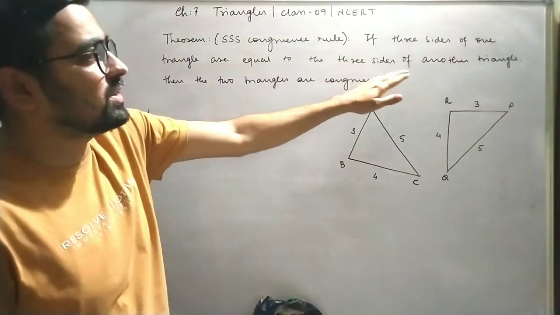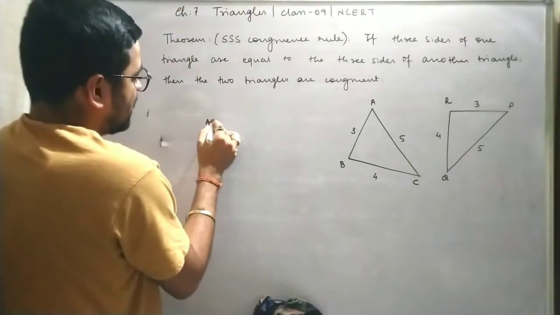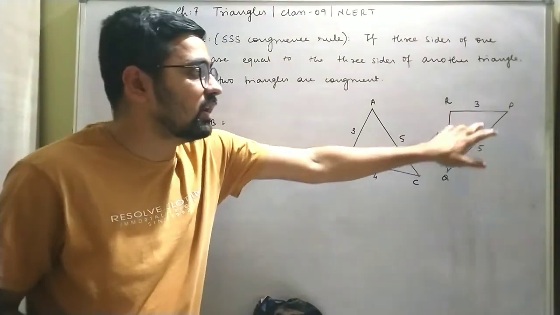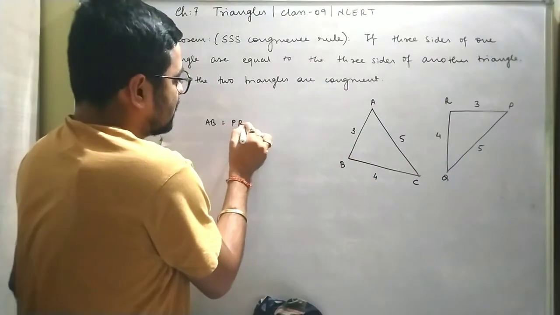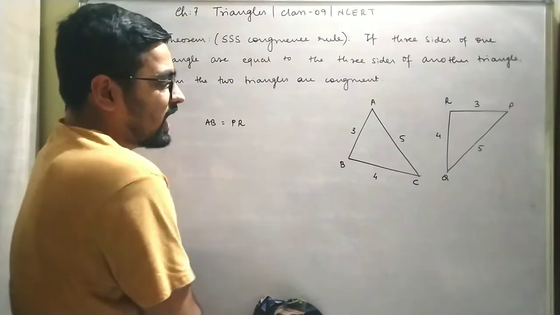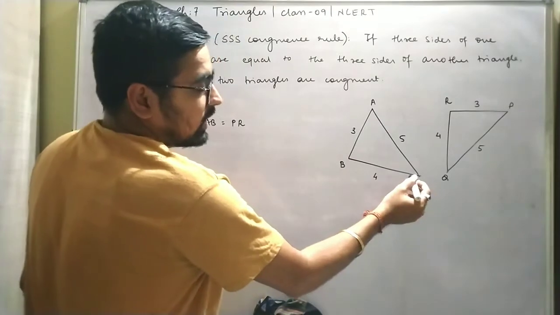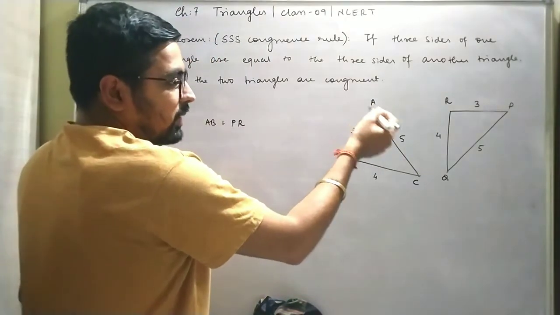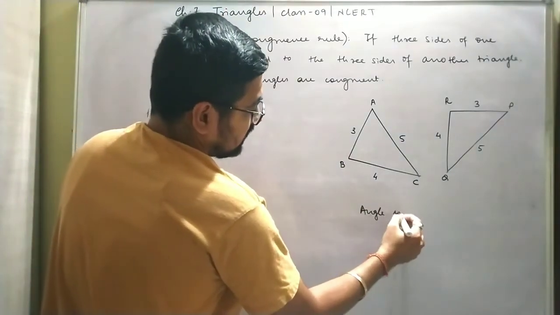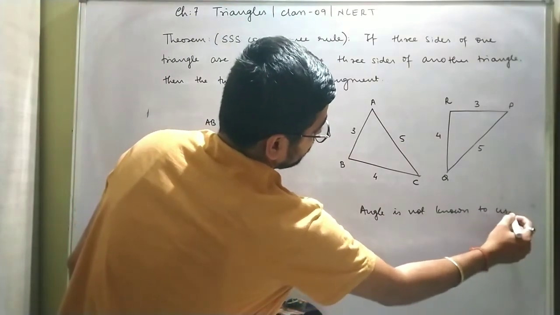So how are we going to understand that three sides of one triangle are equal to the three sides of another triangle? We are going to start from the first side AB. With respect to AB, the corresponding equal side in the other triangle is going to be PR. If you remember, when I taught you the congruence rule the first time, I told you to move from here to here, then check the angle, then move to the next side, then check the angle. But in this particular criteria, we don't have an angle. The angle is not given at all, it is not known to us.